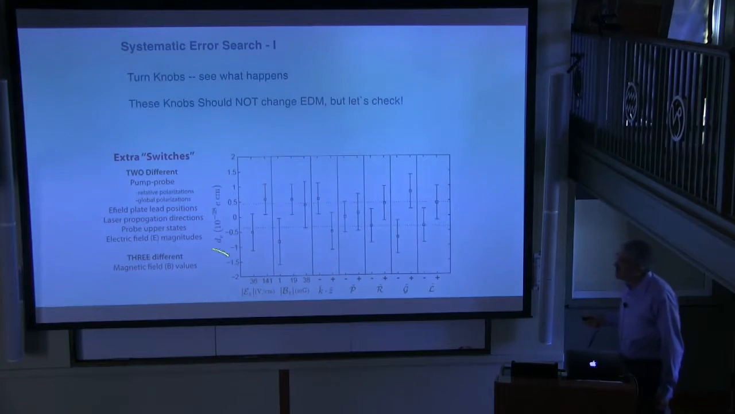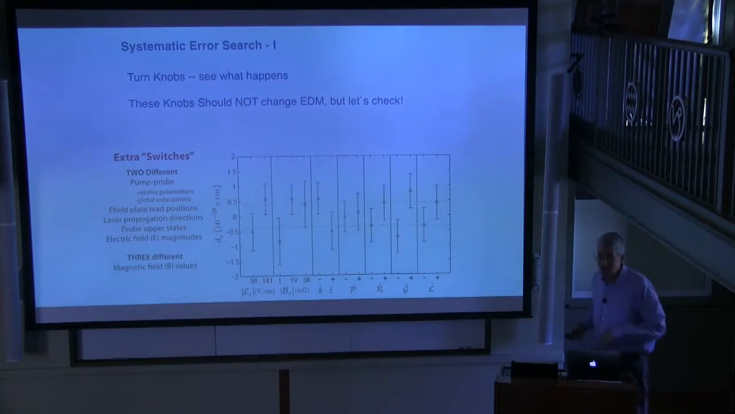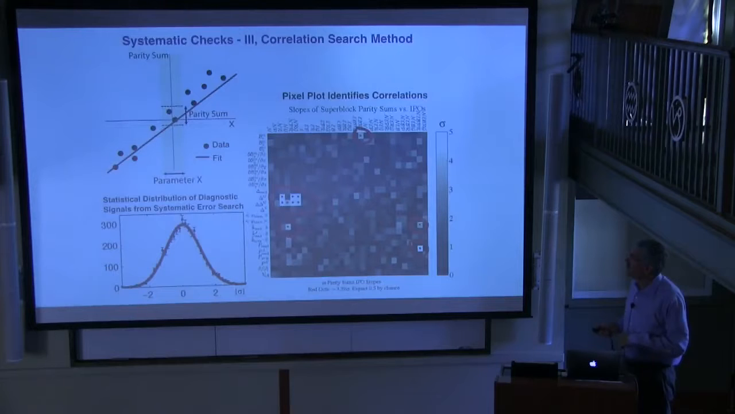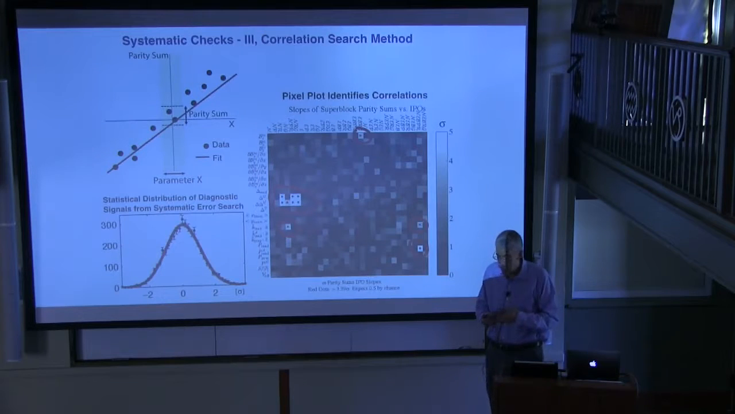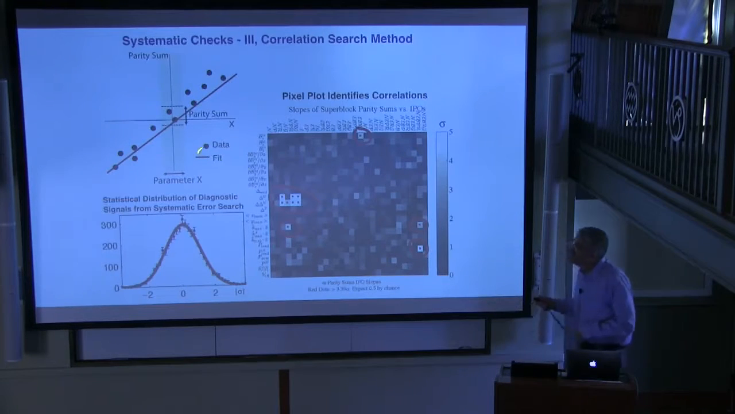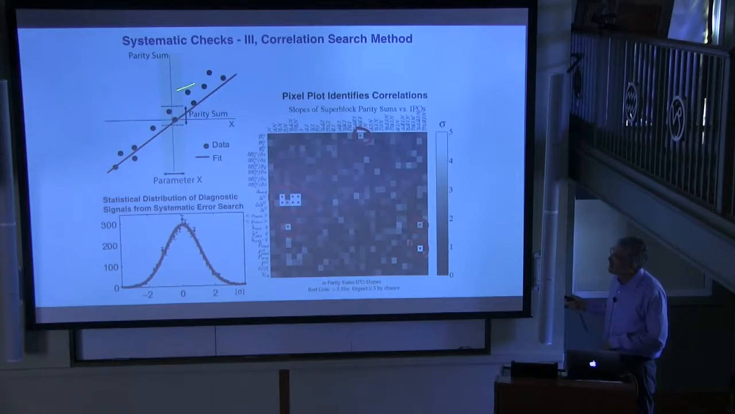We tried three different magnetic fields, and then we can change the position of the leads going to our electric field plates, for example. The other thing we can do is vary lots of stuff. We can add a little gradient of the magnetic field in the chamber, okay? And so one can vary some parameter x, take data for a particular parity sum.